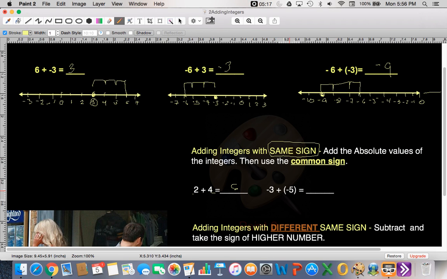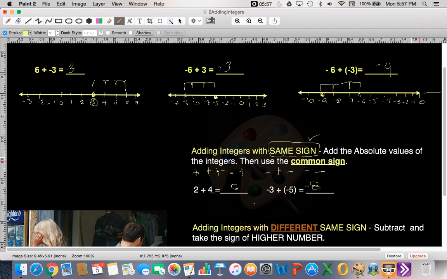Negative 3 plus negative 5 is so easy. You just add it. It's 8. And what's the sign? It's negative 8. Remember, in order to add integers with the same sign, add the absolute values of the integers, then use the common sign. It's just simple. If it's positive, positive, of course, the answer would be positive. If it's negative plus negative, the answer is negative. Same sign.